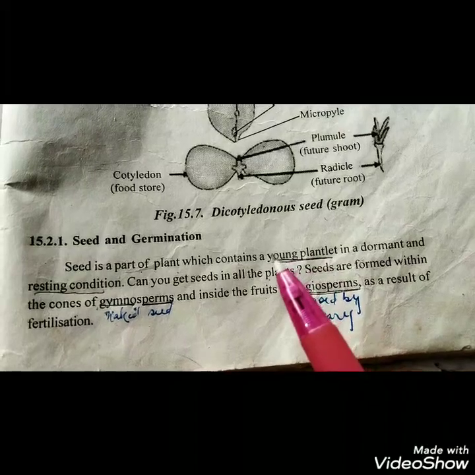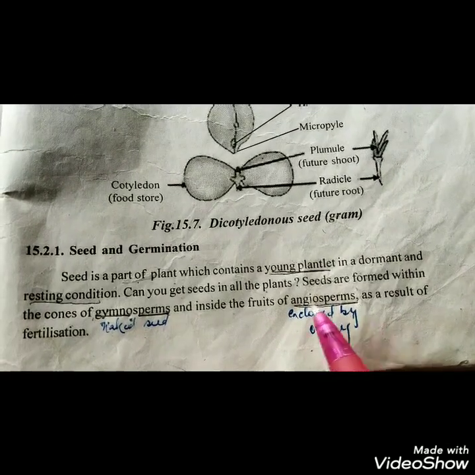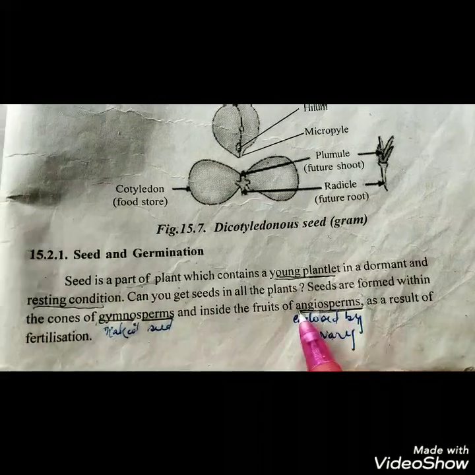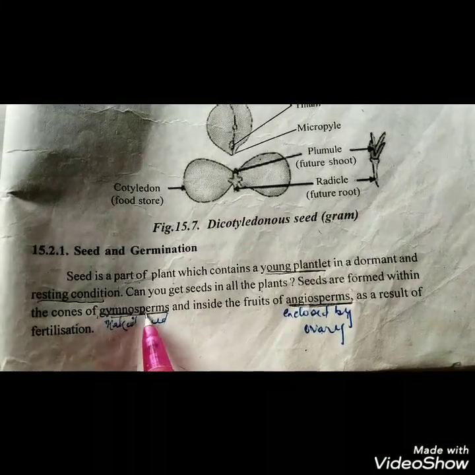As the result of the fertilization, the seed may be covered by the ovary or the seed may not be covered by the ovary. If the seed is covered by the ovary, then those groups of plants are categorized into angiosperm, and if the seed is not enclosed by the ovary, then those groups of plants are categorized into the gymnosperm.